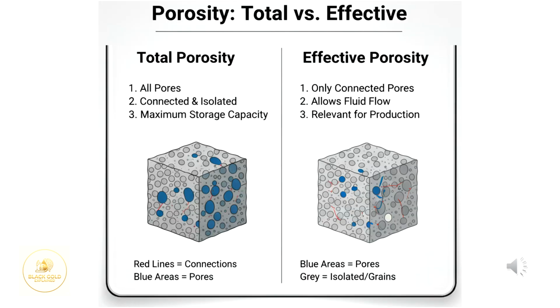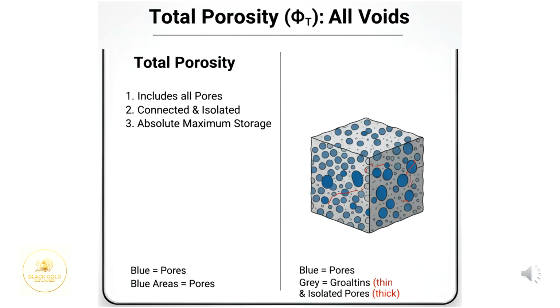Not all pores are created equal. We classify porosity into two main types, total or absolute and effective. Total porosity, phi-T, is the volume of all voids, connected or isolated, in the rock. It represents the absolute maximum storage potential.